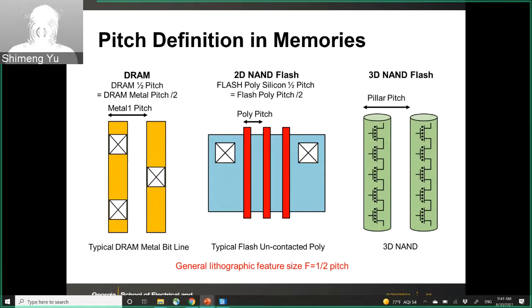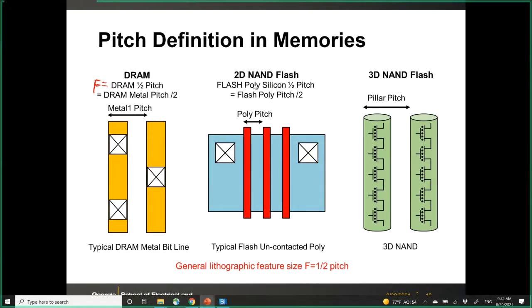For example, if you think those two lines are bit line 1 and bit line 2, the half pitch of those bit line distances will be the F for the DRAM. So the DRAM's feature size is more relevant to the DRAM's so-called technology node. In other words, the memory companies are more honest in the technology node naming. That means if it's 20 nanometer DRAM, the metal one half pitch is really 20 nanometer.